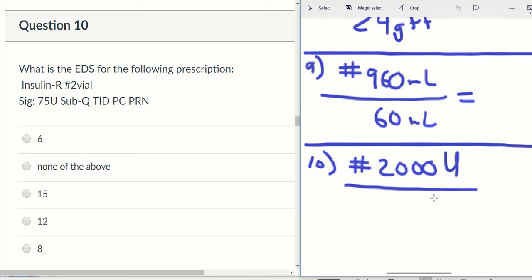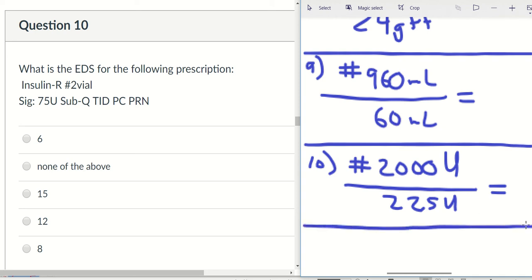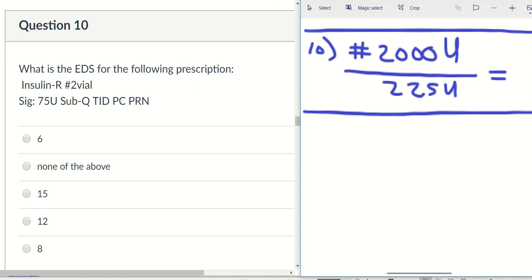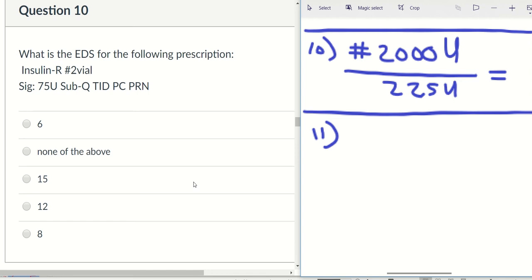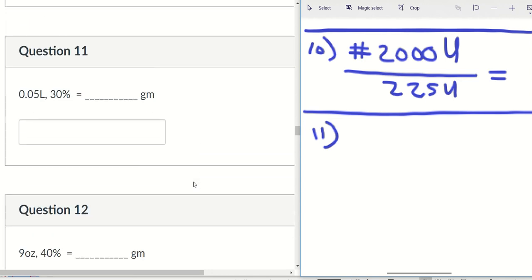Now we got to figure out how many units they use in a day. Inject 75 units under the skin 3 times a day after meals as needed. So 75 3 times for a total of 225. So 2,000 divided by 225, and then just round down to the nearest days. Yep. So about 8 days. EDS, very important. Triggers your reorder point.